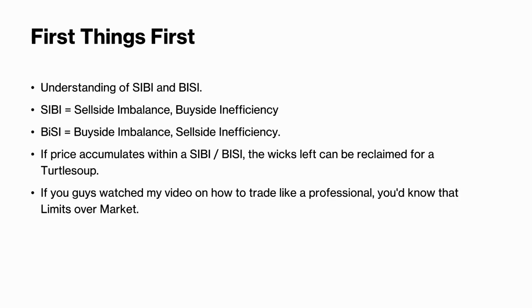So first things first, I want you guys to understand the CB and the BC, okay? The CB is the sell side imbalance, buy side inefficiency, and the BC is the buy side imbalance, sell side inefficiency. If price accumulates within a CB or a BC, the wicks can be reclaimed for Turtlesoup. And if you guys watched my video on how to trade like a professional, you know that limit orders are better than market orders. So this is literally it.